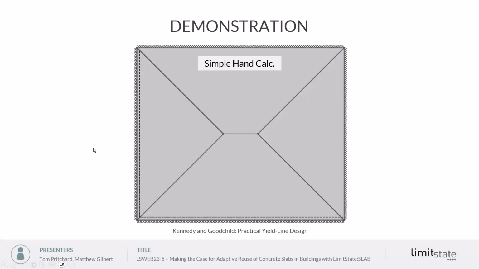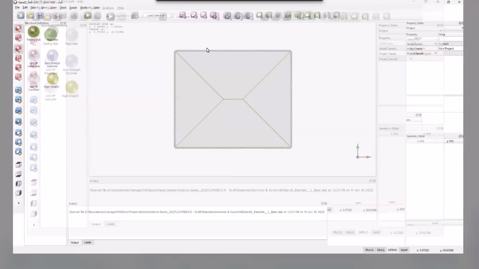And in Kennedy and Goodchild, the first thing they do is they postulate a very simple hand calculation, which is an envelope shape, such as this. And for simplicity, they started with a symmetric one. So that's what we're going to do with LimitState:SLAB. They worked out that they had one geometrical unknown, which is beta, and they needed to determine what the value of M was. And they found that was just below 37. So we're going to do the same thing within LimitState:SLAB.